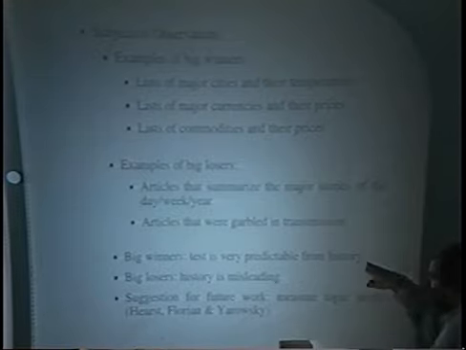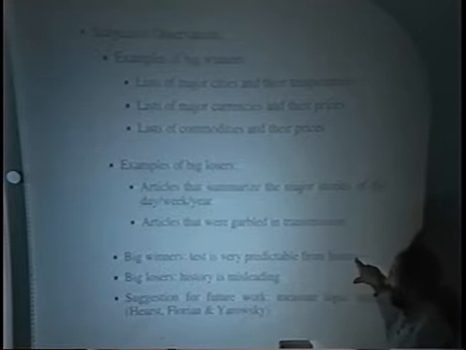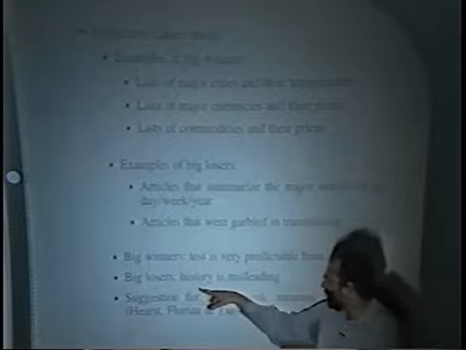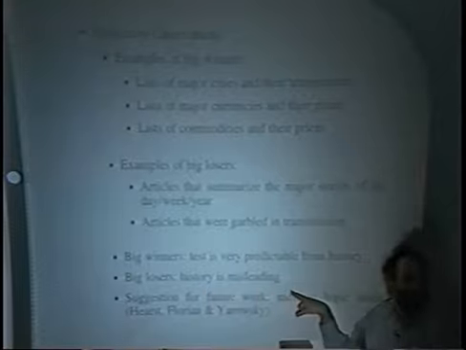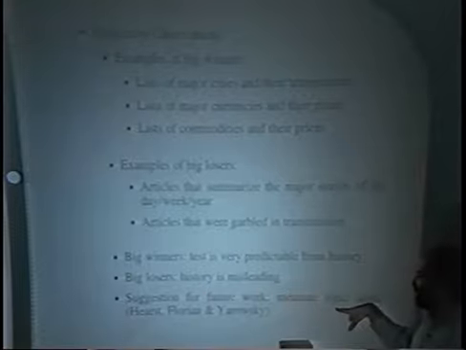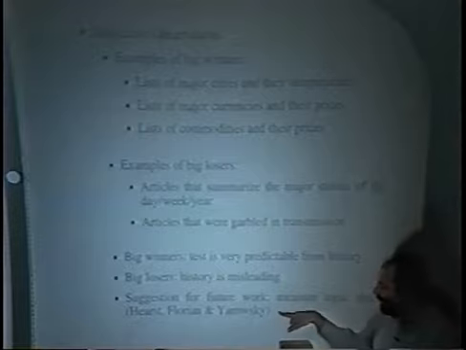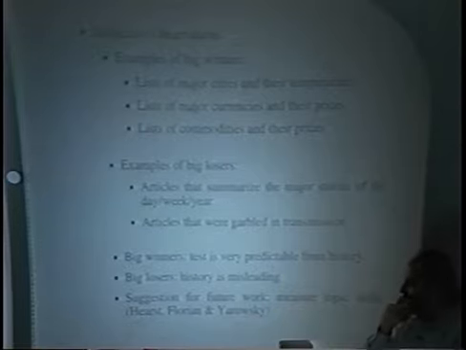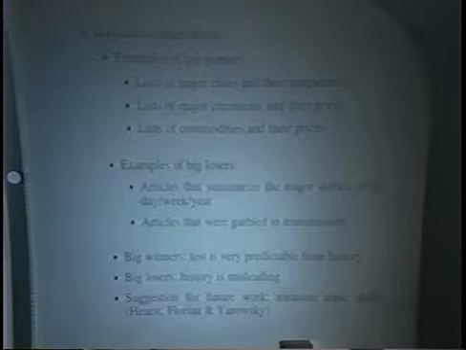Now, the big winners are when the test is very predictable from the history, and the big losers are when the history is misleading. And the suggestion for future work is to do something like Marty Hearst did, or what the folks here did, which is to try to guess the topic, or to guess whether the topic is changing in midstream. So that is, if the neighborhood on the first half of the document is different than the neighborhood on the second half of the document, then don't use the adaptation.